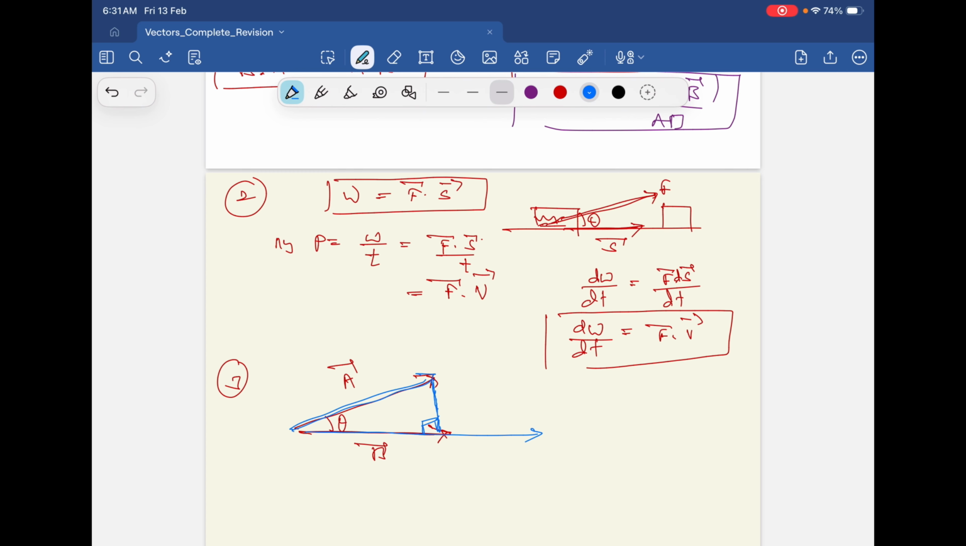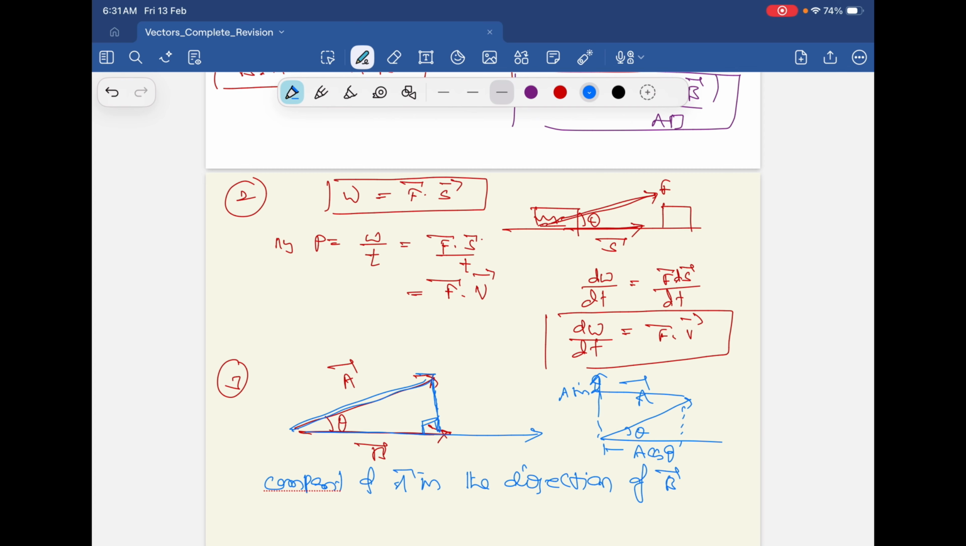So this is the component. If this angle is theta, then the intercepting, immediate adjacent becomes what? a cos theta. The perpendicular becomes how much? Yes, a sin theta. Now the component of a bar in the direction of b bar, in the direction of what? b bar.